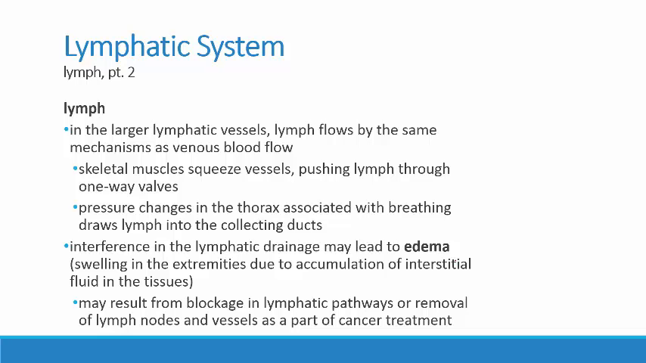So any interference in the drainage, any blockages along the way, can lead to edema. That means swelling. When it's associated with the lymphatics, it's often termed lymphedema. Edema is this swelling because we are not able to bring the fluids back from the peripheral tissues, and that can happen because of blockages in the lymphatic pathways, or as part of treatment for a cancer usually.